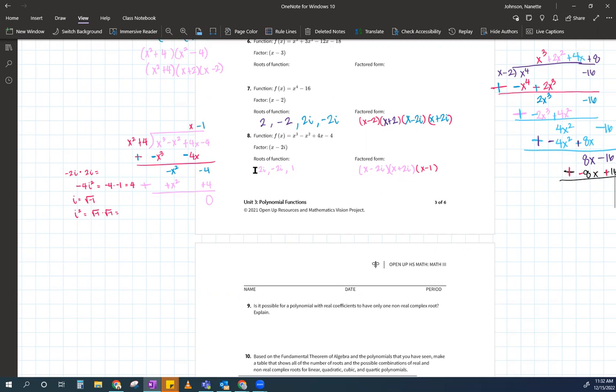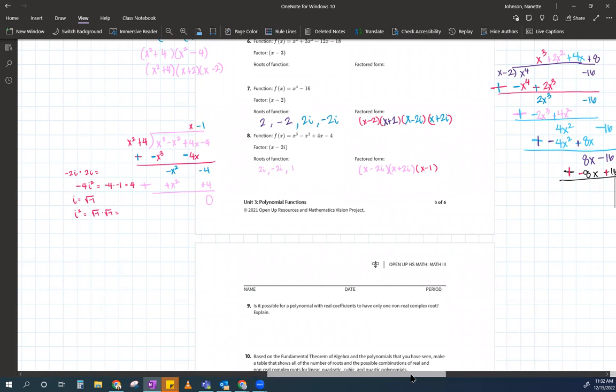You only have 2i as a root. Everyone says what? Say it. What did we say? These guys travel in what? Yeah, they travel in pairs. So can you have one non-real complex root? Can you have one non-real complex root? No. Why not, Miss Johnson?